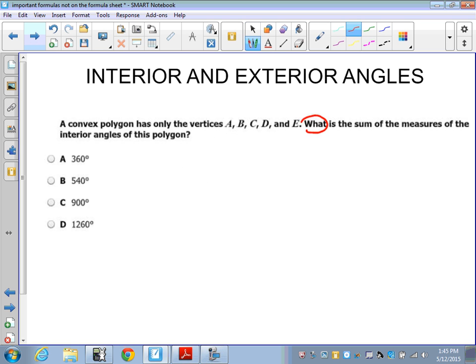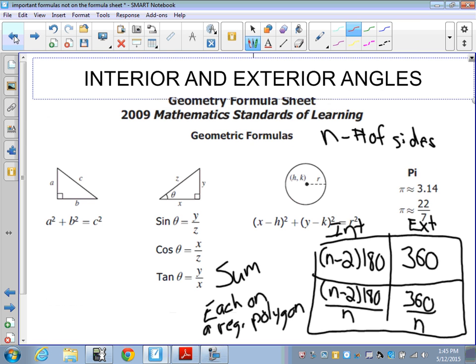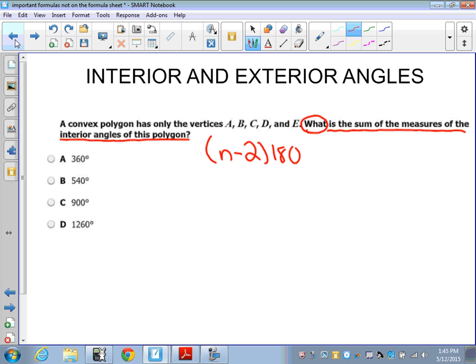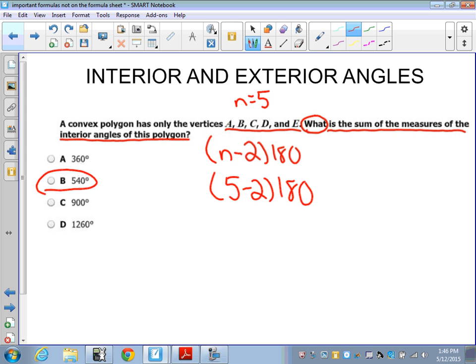This one here says it directly. What is the sum of the measures of the interior angles of this polygon? N minus 2 times 180. When I go back to my chart, I have interior and sum. So that's where I'm getting that formula from. Read the problems, be familiar with the chart, and you'll be able to solve these problems pretty easily. So it says it's a polygon with n is equal to 5, a, b, c, and d. 5 minus 2 times 180, and that'll get us 540.